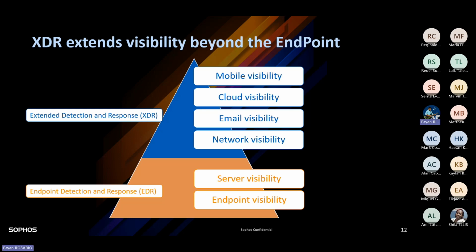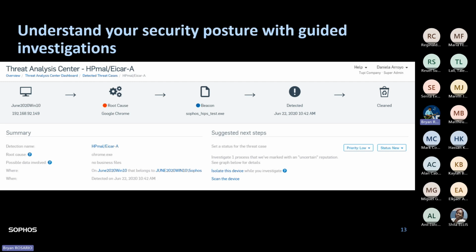Now, aside from this, there is a set of tools that you have available. So you have a threat analysis in which you are able to see in great detail what is going on. So you have the threat, the root cause, what was the beacon that detected that there was a threat, and what is the information that happened.